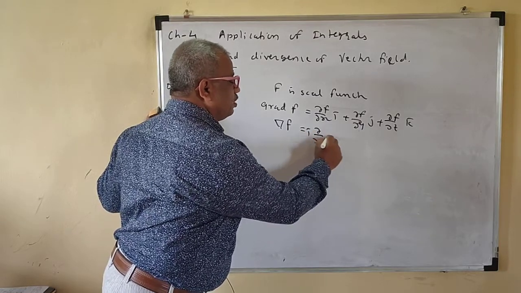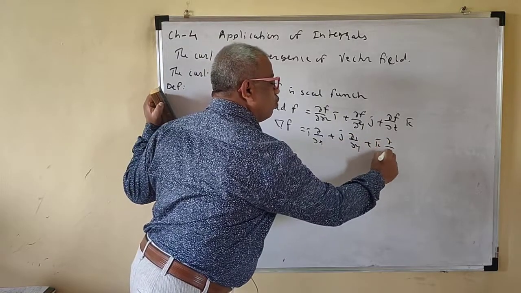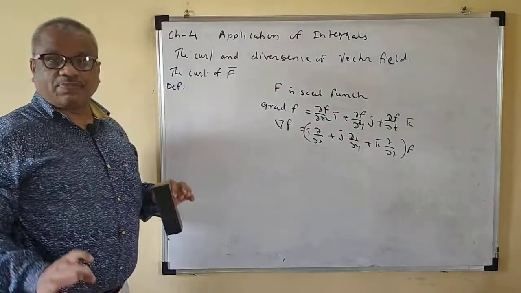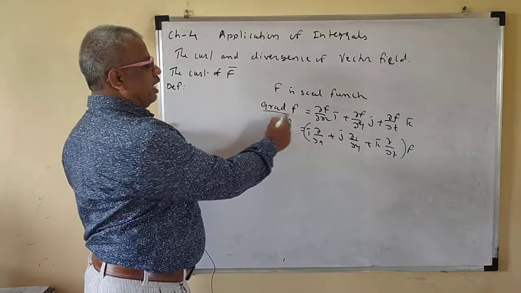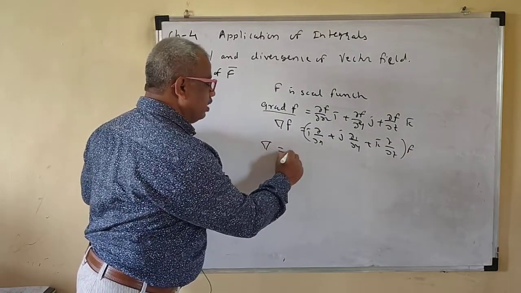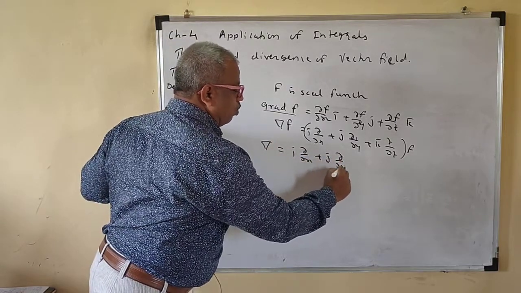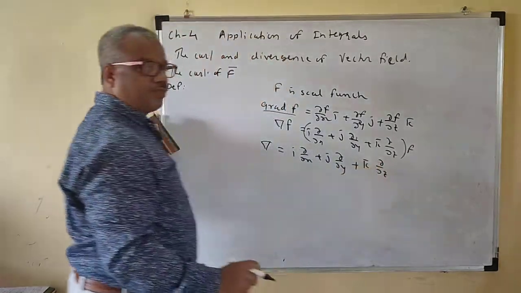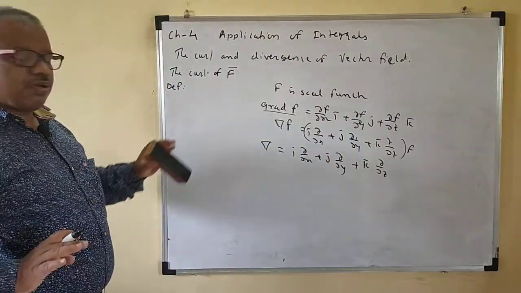So nabla f is i bar ∂/∂x plus j bar ∂/∂y plus k bar ∂/∂z of f. You can find the gradient of the scalar point function only. Therefore this is called grad f. Your nabla is nothing but this operator, ∂/∂x, ∂/∂y plus k bar ∂/∂z. After applying i bar we are writing in the next part. So this is your operator.